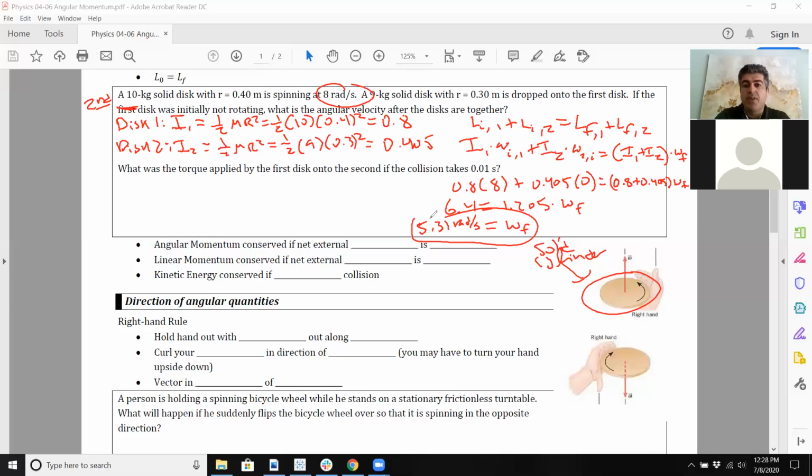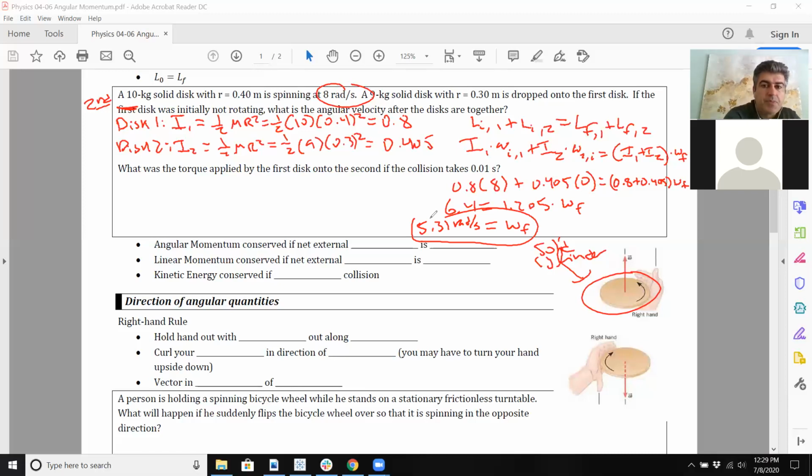So hopefully that makes sense. That's a great angular momentum problem. And I think I would kind of make it clear how to calculate the inertia, so it's not too confusing. I'll just tell you, hey, it's a solid cylinder, here's the formula for it. Then what torque was applied by the first disc onto the second? The collision happens in 0.01 seconds.